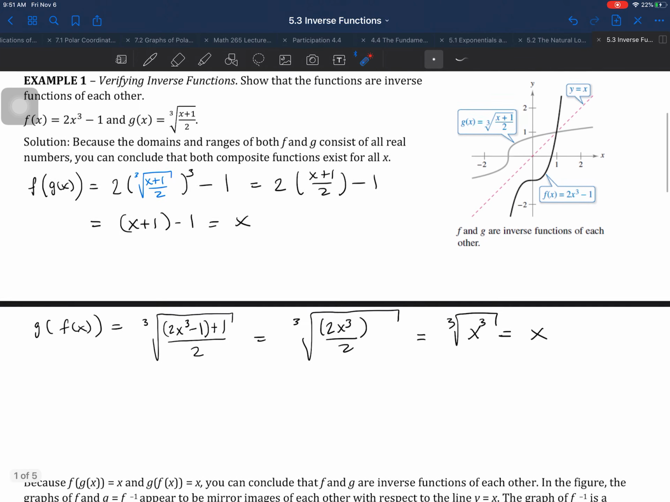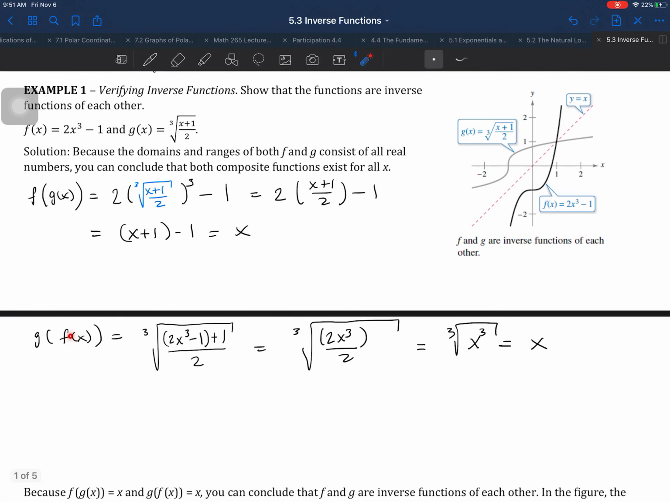So we're going to take f of x and plug it into g. Wherever we see an x, we're going to replace it with f of x. So replace that x with f of x. That's what we did. We have the outline of g first. This would have been my x, and I replace it with f of x.